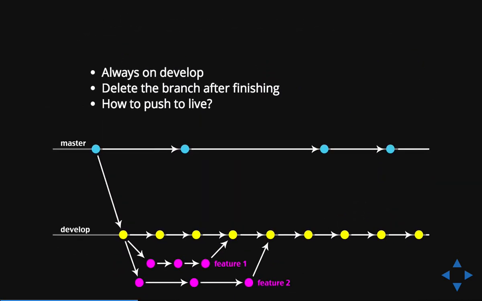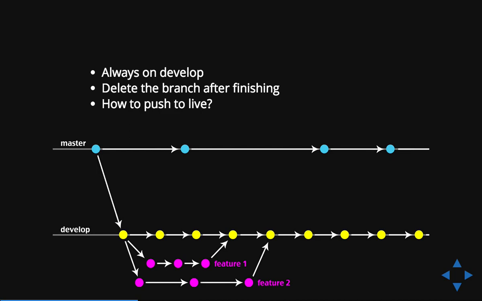Oh, maybe I should show this also. You always have to do it on develop. That's the convention, because it's more logical to do it on develop than on master. You should also always delete the branch after finishing, because you don't want any other developer to start working in that feature branch after you merged it into the staging environment or into develop.